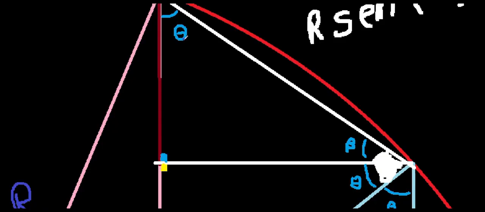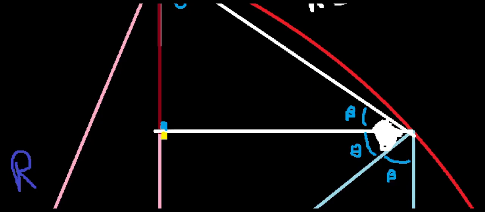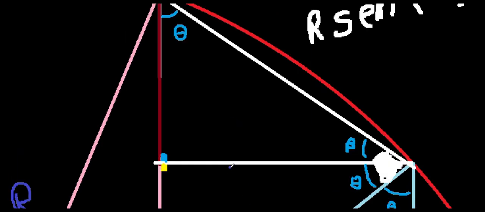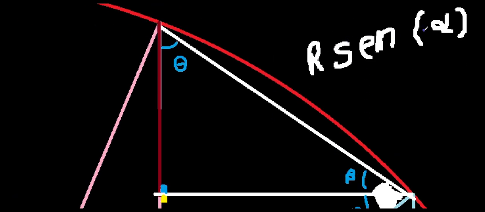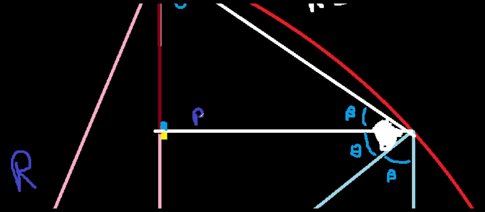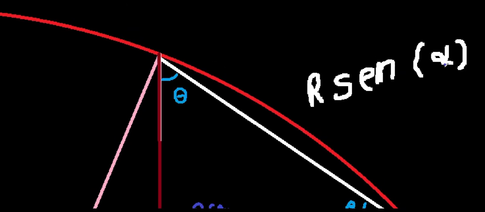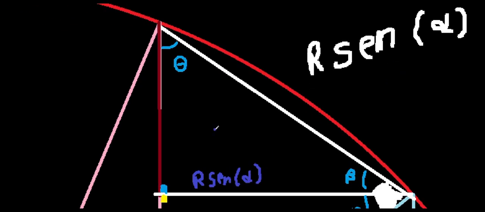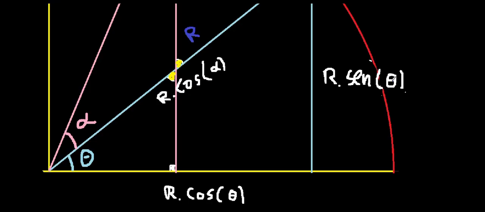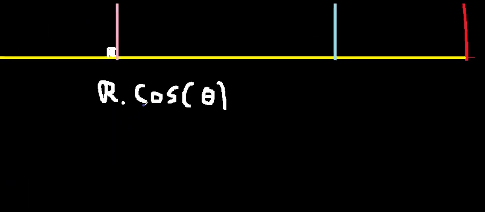So this is theta, the opposite leg is R sine of alpha, that is the hypotenuse R sine alpha. The opposite leg of theta is sine of theta, and the adjacent leg of theta is cosine theta.